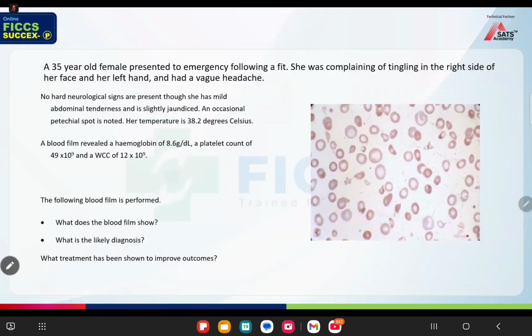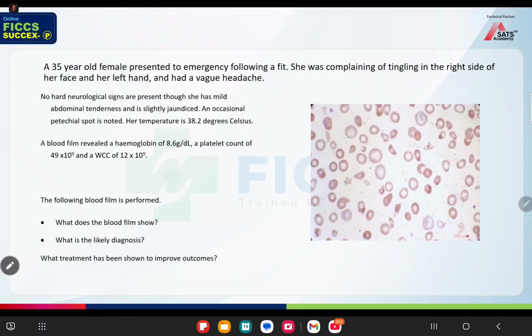A 35-year-old female presented to the emergency department following a fit. She was complaining of tingling in the right side of her face and her left hand, and had a vague headache. No hard neurological signs are present, though she has mild abdominal tenderness and is slightly jaundiced. An occasional petechial spot is noted. Her temperature is 38.2 degrees Celsius. Blood tests show hemoglobin of 8.6 grams per deciliter, a platelet count of 49,000, and a white cell count of 12,000.